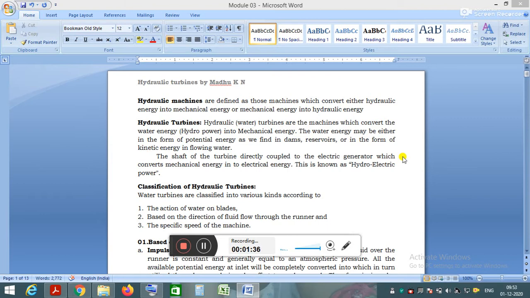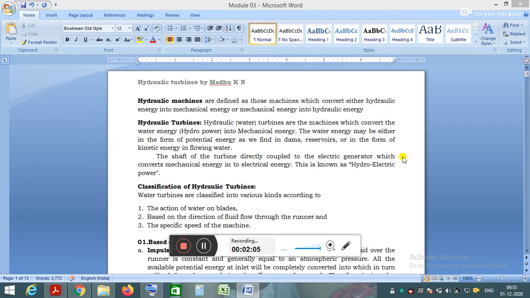Okay, the next topic is hydraulic turbines. We are discussing module 4. In module 4, you have the theory part on hydraulic turbines, where we are going to discuss Pelton wheel, Francis turbine and Kaplan turbine. Okay, here the first topic is hydraulic machines.